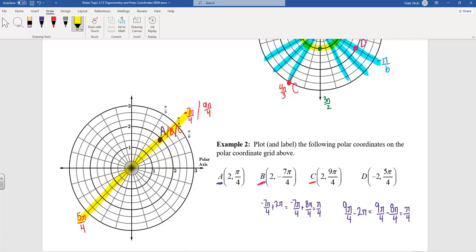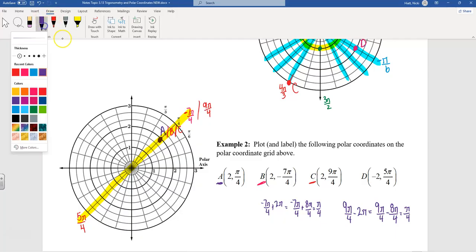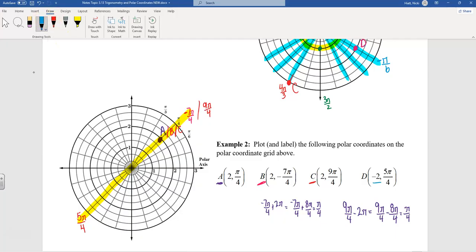So when you have a negative radius, you go away from pi over 4, right? So instead of going to pi over 4, which would end up here, this would be the point positive 2, 5 pi over 4. You go away from 5 pi over 4. So you would go 1, 2 away from 5 pi over 4. You also end up at that same spot again.